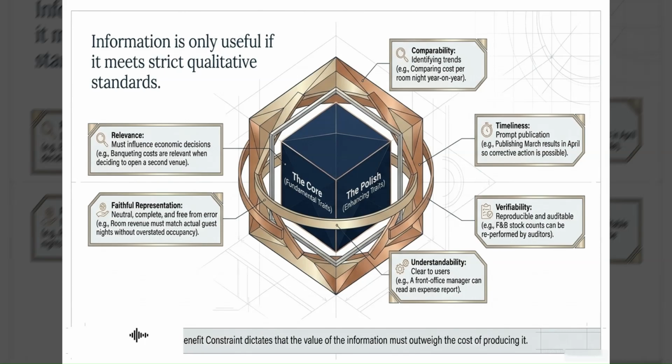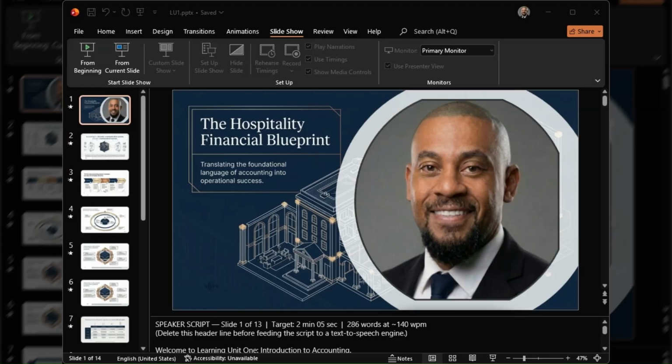One constraint sits over all six characteristics: cost against benefit. The benefit derived from producing accounting information must always outweigh the cost of producing it. A small guest house does not need the reporting infrastructure of a listed hotel group, and building it would be poor management, not good accounting.